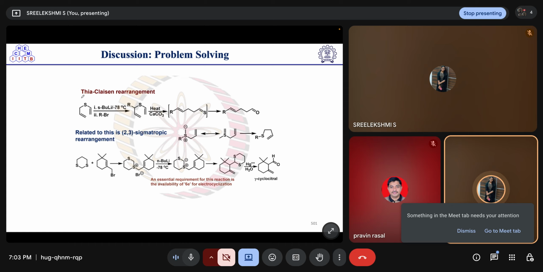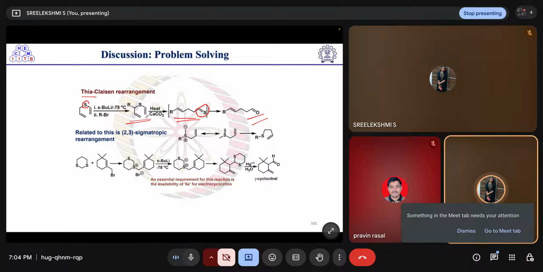Now, another example for hetero-Claisen rearrangement is the thia-Claisen rearrangement. Thia means it will involve sulfur. So, again, secondary butyl lithium and R bromide can give this product. Then, upon heating, this 3,3 sigmatropic rearrangement will take place, which will give this product. And then, this particular functional group can be converted into a ketone to get this compound.